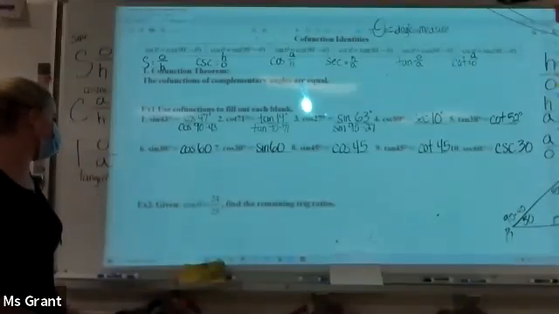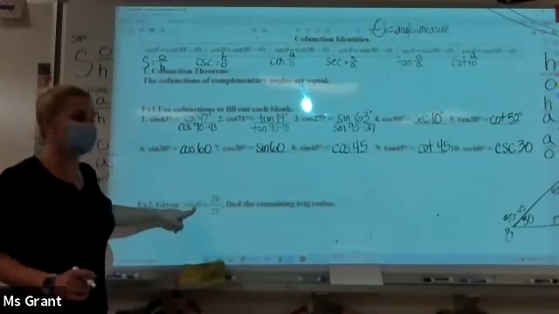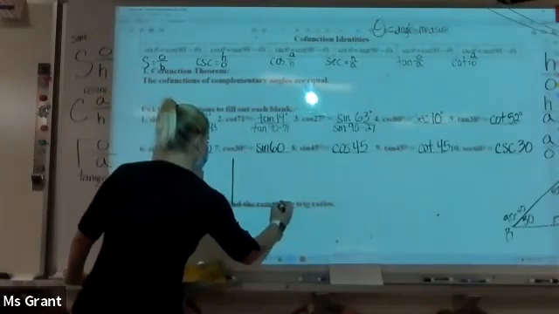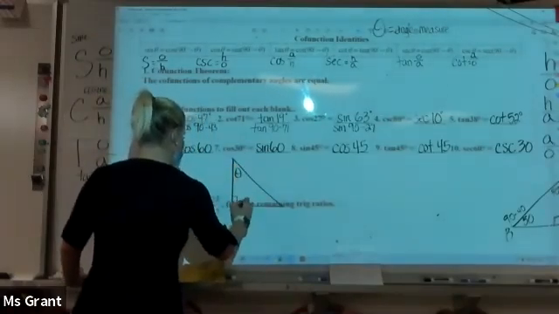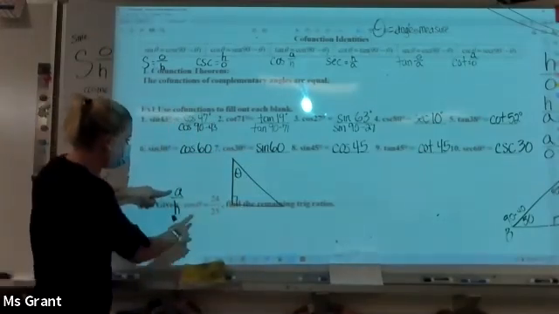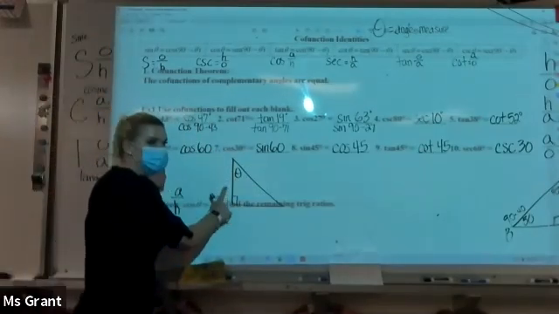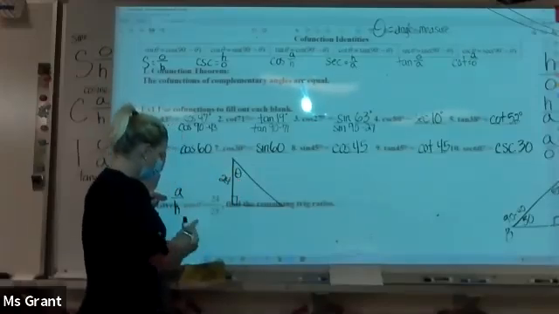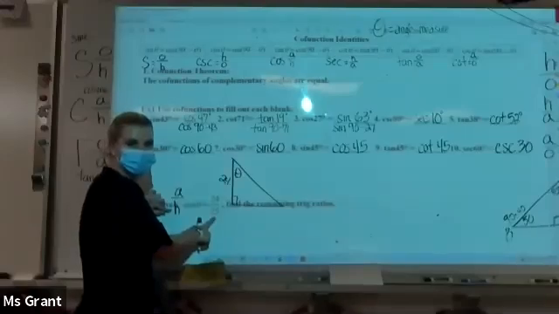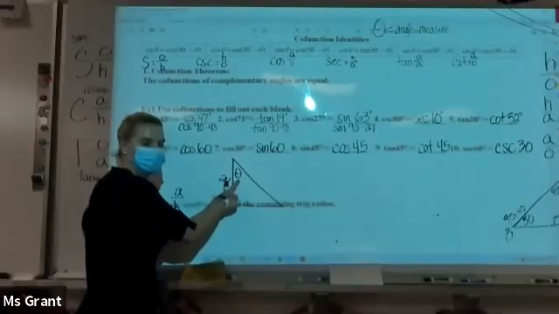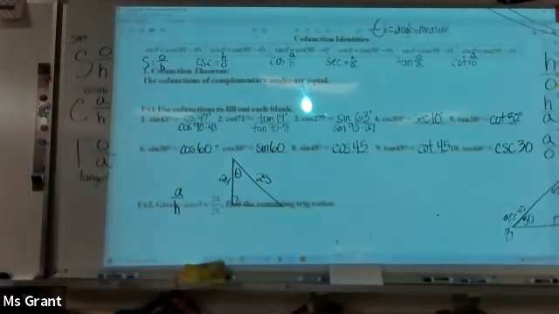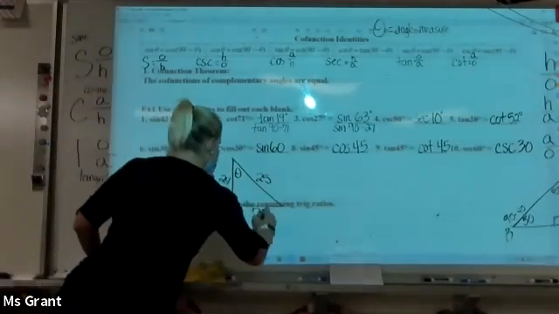Example 2. I am given cosine of theta, which means I don't know what angle, but cosine means adjacent over hypotenuse. So here's my triangle. Here will be theta. I know that the adjacent side to my theta, which means this one, right next to it, is 24 long. I know that my hypotenuse is 25. This is a Pythagorean triple. The Pythagorean triple is 7, 24, 25.